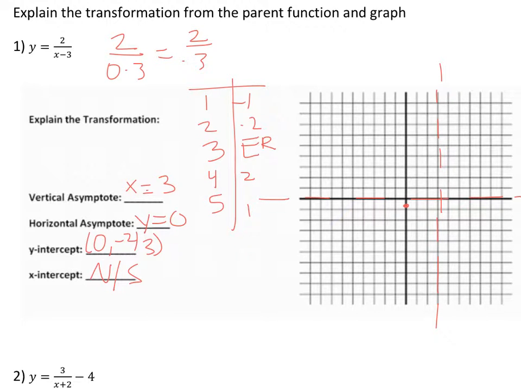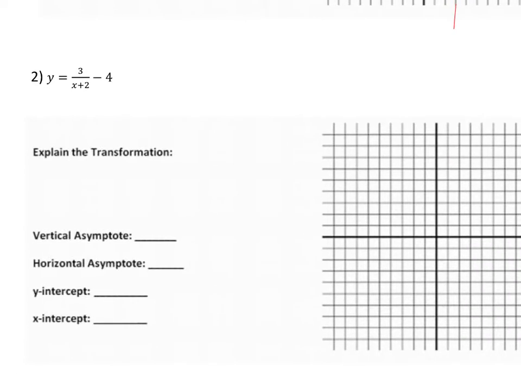So here, my table, plot my points. Positive 1, so I move right 1, down 1. Negative 1, positive 2, down 2. 3, I have an error. 4, positive 2. 5, 1. It should be a curve at your asymptotes, and it should be getting close to your asymptotes. Just like that. Bing, bada, boom. Next.